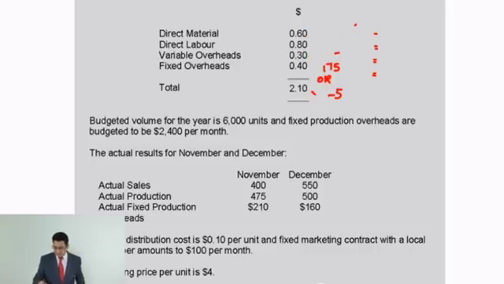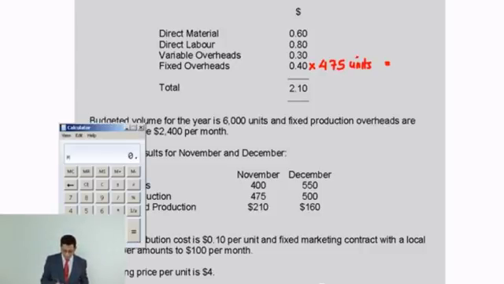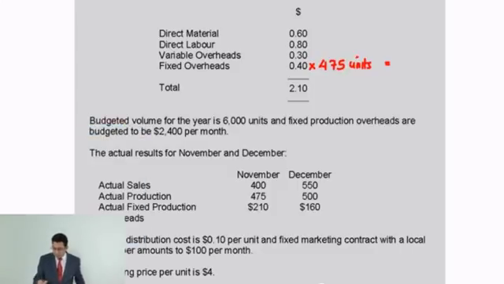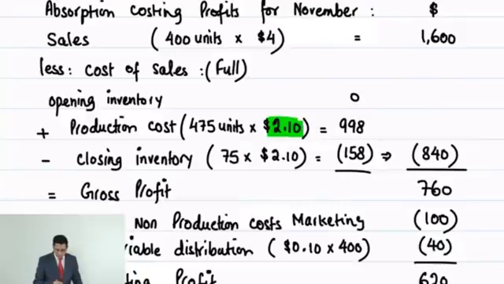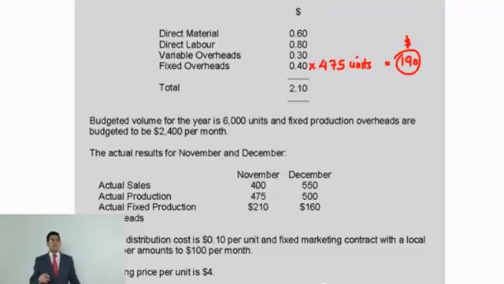Interesting thing is this: when I come to the fixed overheads, which were 0.40, I multiplied them by 475, and that gives me fixed overhead of 475 units. So 0.4 into 475, it comes to 190. Is it okay? So what I'm trying to say is $190 were included in production cost of 998. So in this $998, fixed overhead was 190.